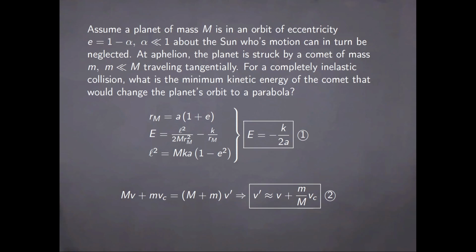In the case of a completely inelastic collision, the question we have to answer is the following. What is the minimum kinetic energy of the comet that would change the planet's orbit to a parabola?